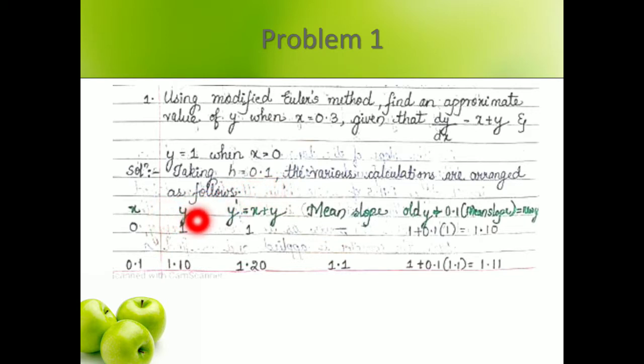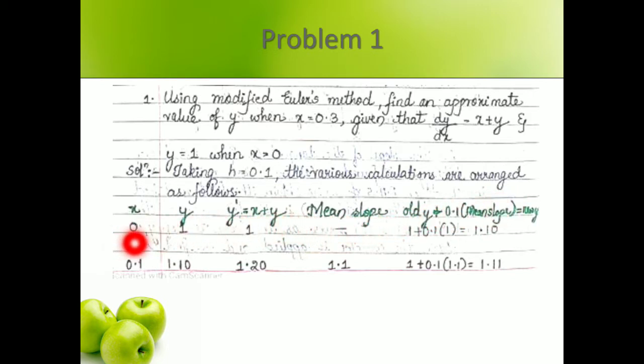Similar to Euler's method, the same procedure applies, but the only extra thing here is that you are going to get the mean slope. So we have x, y, y dash, mean slope, then the new y value will be equal to the old y value plus h, that is 0.1, into the mean slope that you need to multiply.